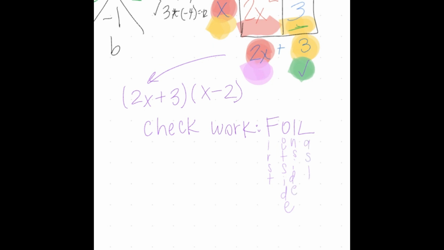So what does this all mean? I'm going to show you right now because these are just words. First we're going to start off with the first terms in our binomials. There are two terms: the 2x is one term, the positive 3 is another term. x is one term, negative 2 is another term. The first term in that first set of parentheses is 2x, so we start with that. In our second set of parentheses, x is the first, so we're going to use that. 2x times x is 2x squared.